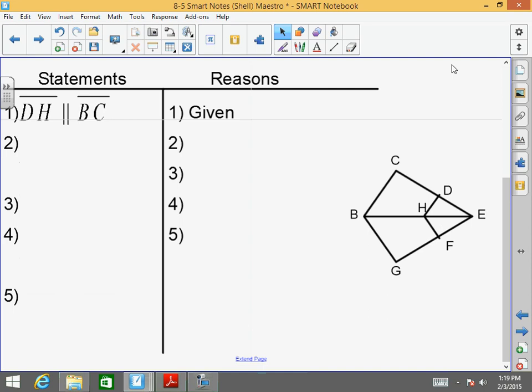Okay. So DH is parallel to BC, given. From there, we can use side splitter. Remember that if this is parallel to that, then I could say that CD to DE is proportional to BH to HE because of side splitter.